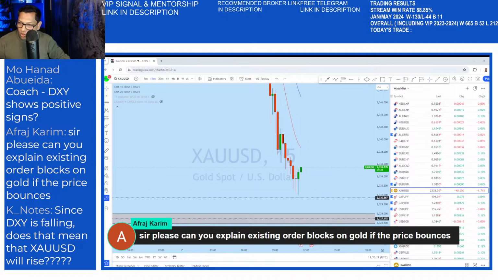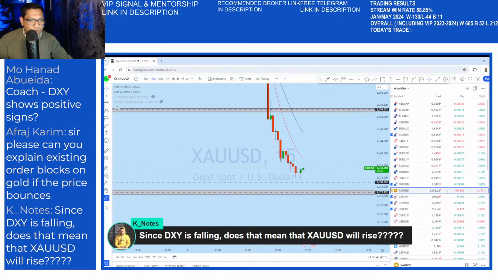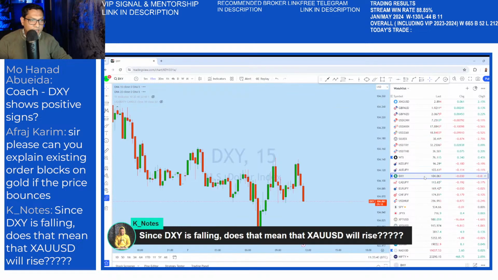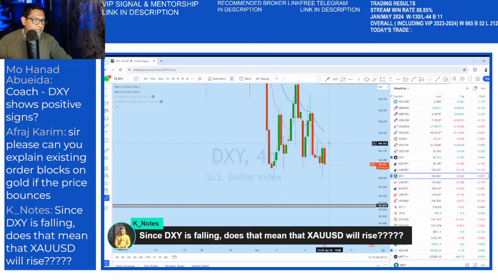Since DXY is falling, does that mean that gold will rise? They act sometimes as a mirror, but not always, right? So it might rise or might not, because if you look at DXY, most of the time they act as a mirror.